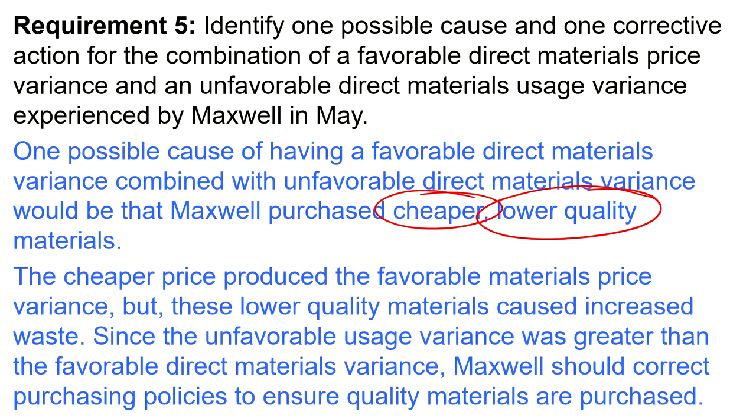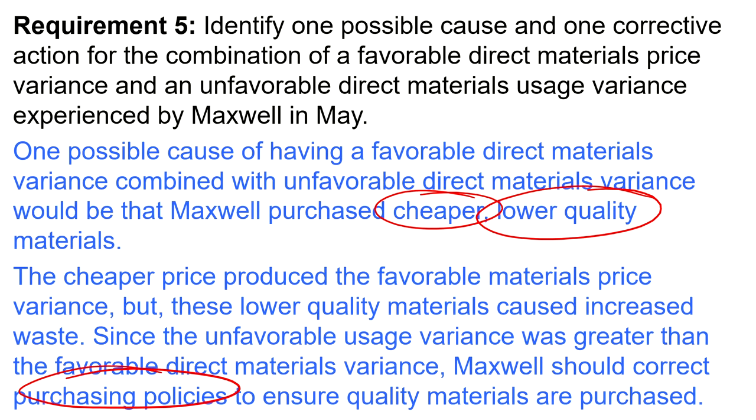Since the unfavorable usage variance was greater than the favorable direct materials price variance, Maxwell should correct purchasing policies to ensure quality materials are purchased. And so we're looking here at our purchasing policies. That's our correction, to make certain that we're purchasing a quality that is going to stand up to whatever the rigors and stresses are of the production process.